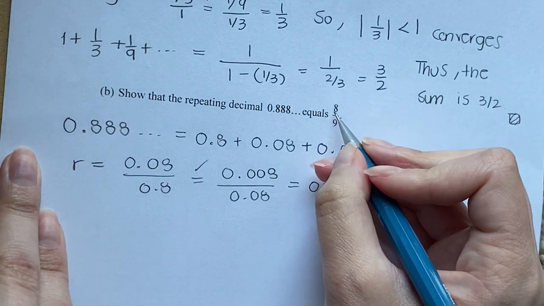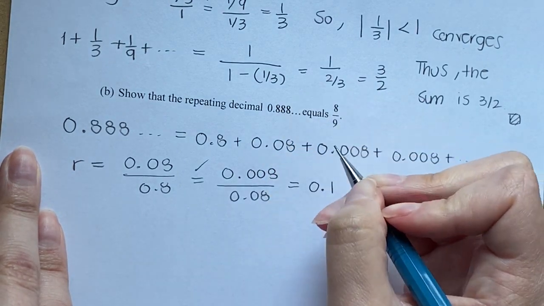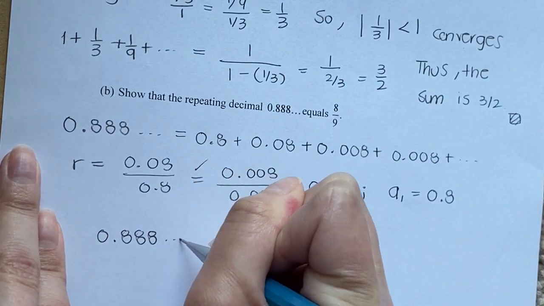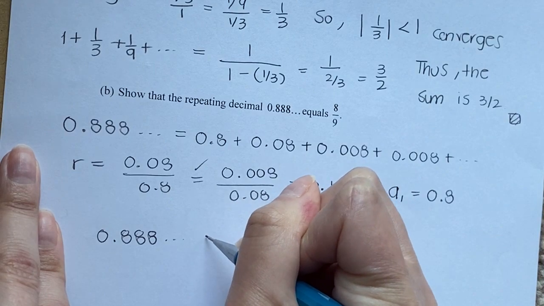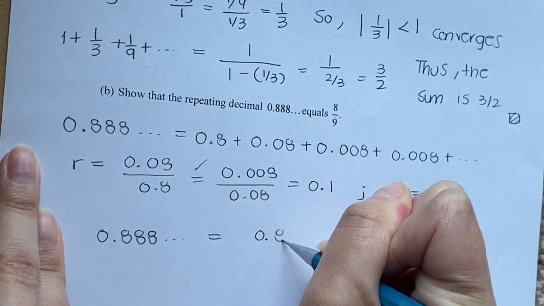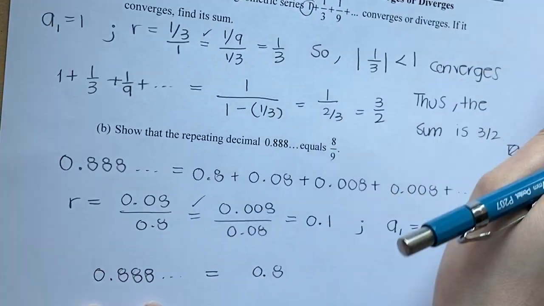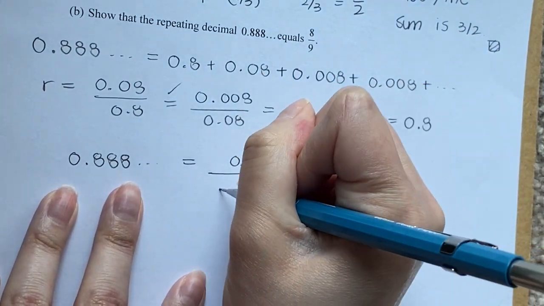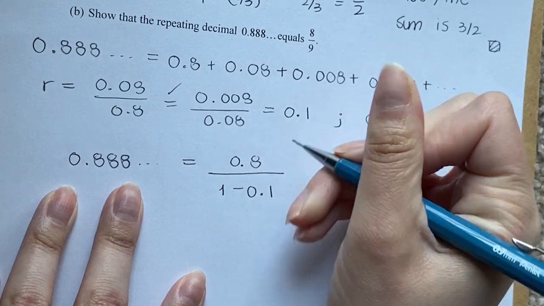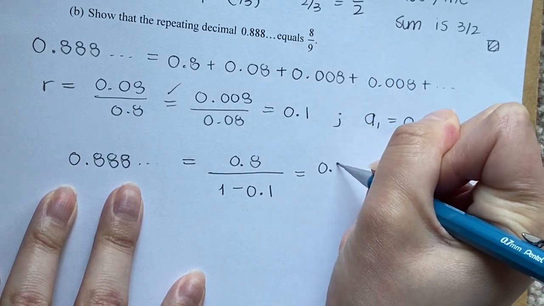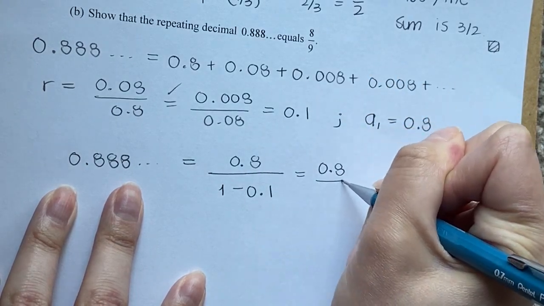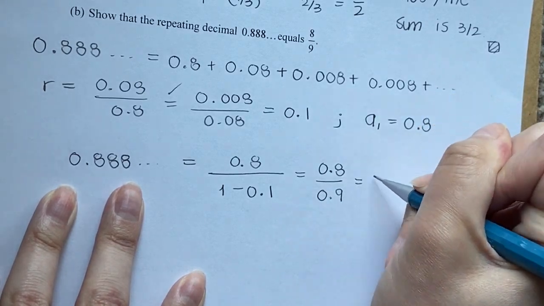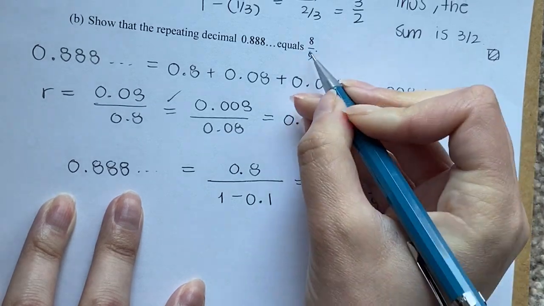So you know that this is equal to 0.8 using this formula. It's going to be 0.8 divided by 1 minus 0.1, which is equal to 0.8 divided by 0.9. And what do you know here? Wow, this is the same as 8 over 9, which is the original.